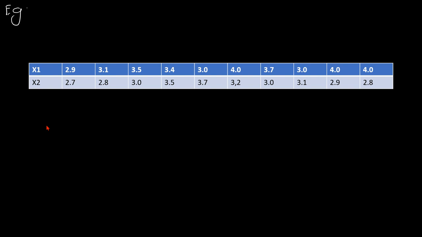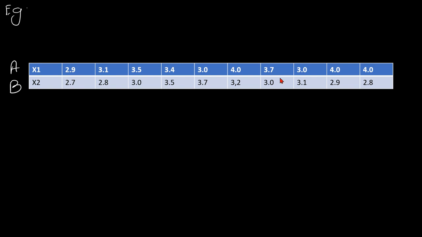Let's see this example. The example given here has two data sets, sample A and sample B. In this case these values are given: for sample A, 2.9, 3.1, 3.5, 3.4, etc. And for x2 also, 2.7, 2.8, 3.0, some values are given.